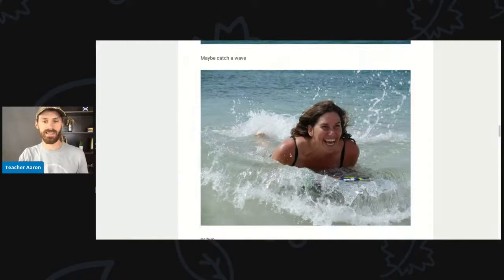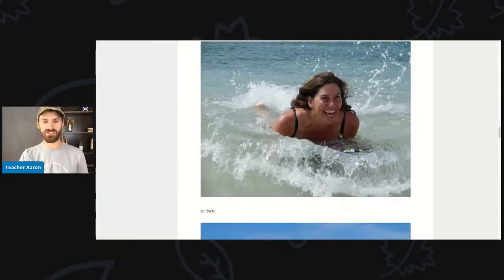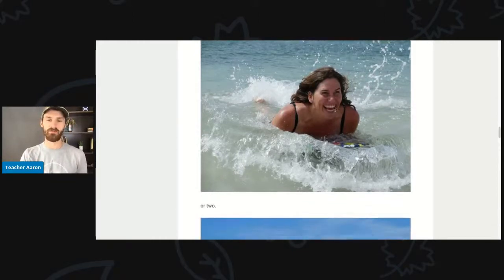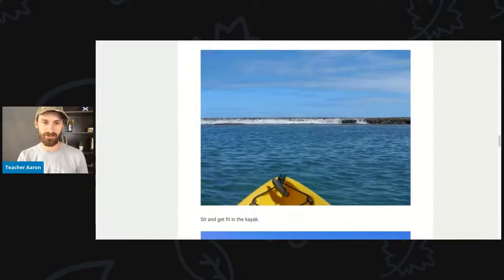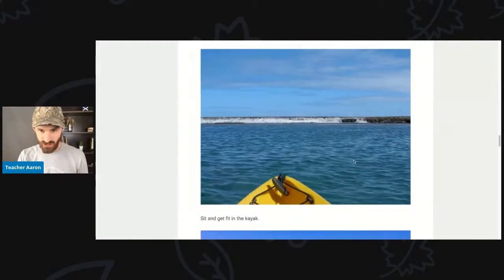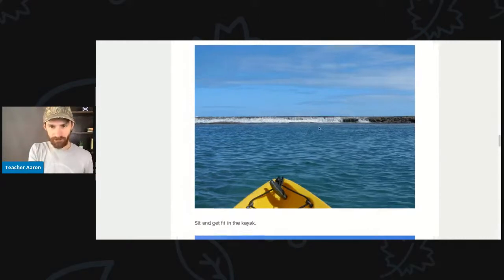Okay, here is Anne, and she is laying on a surfboard and going in to the beach, having a lot of fun. Wow, look at that big smile. It looks very fun.